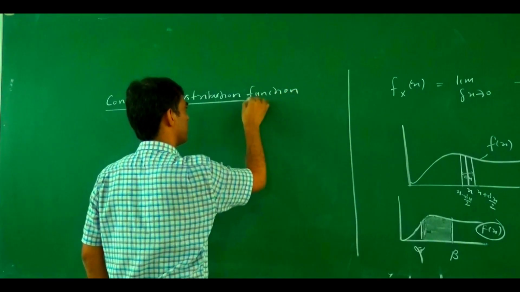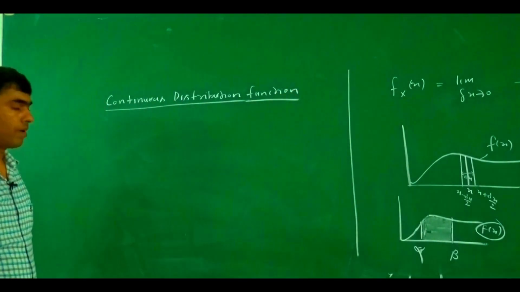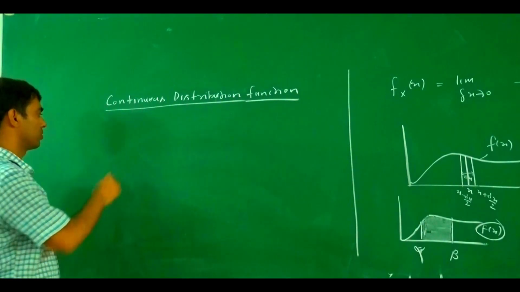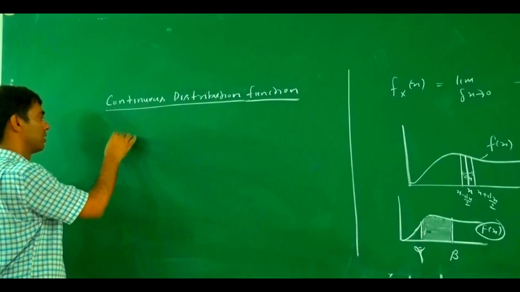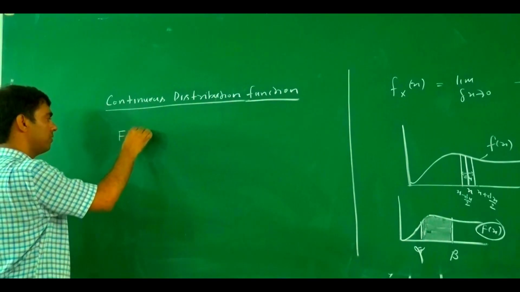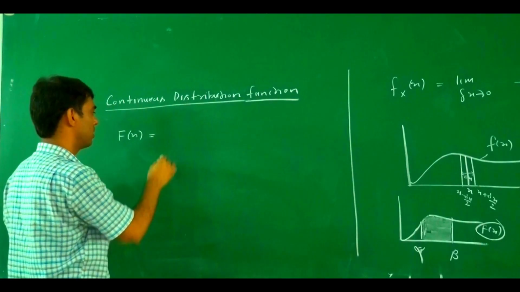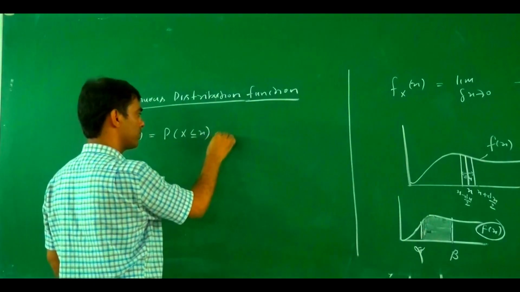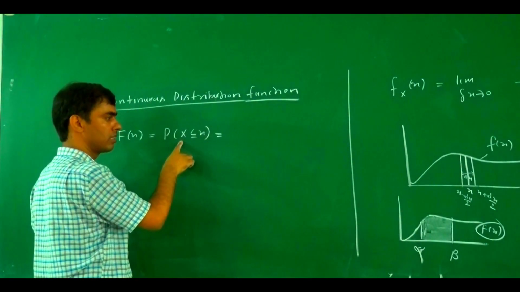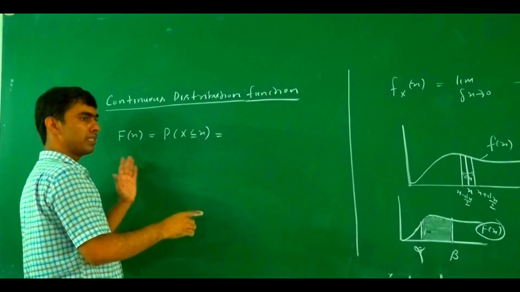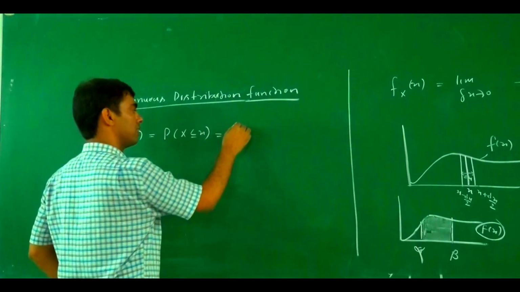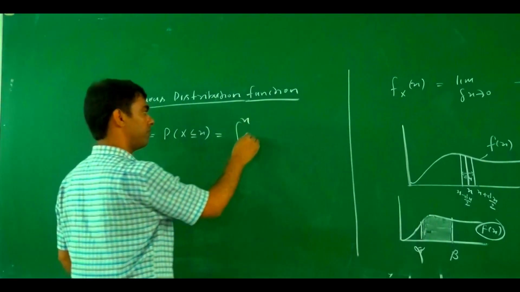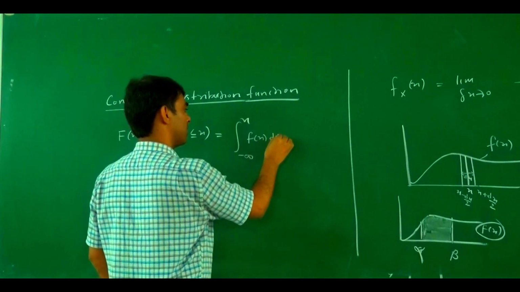Continuous distribution function. Again, this one is a cumulative distribution function for continuous random variables. It is defined as F(x) equals the probability that X is less than or equal to x. This means that on the left-hand side, it tends to minus infinity, so this is the area from minus infinity to x of f(x) dx.